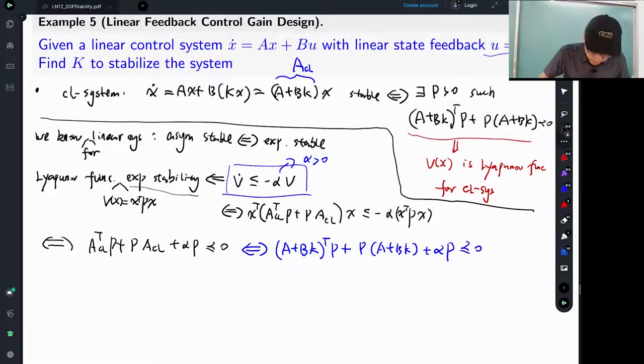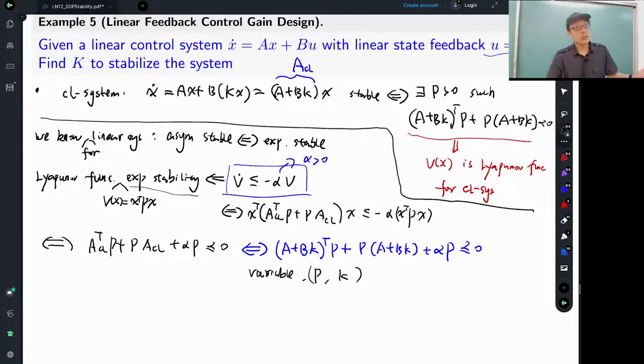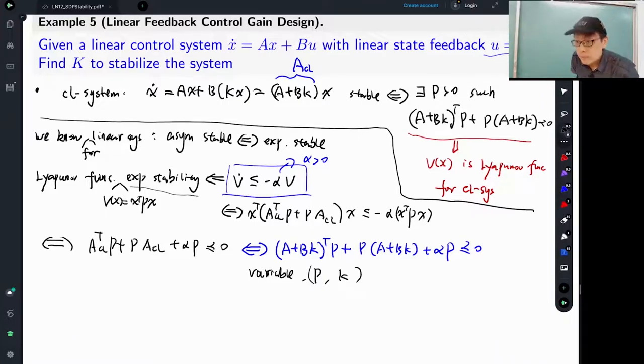Well, our variable is what? The variables are P and K. We don't know what P is, we don't know what K is. They are both variables. You're given A and B, that's it. You're looking for a K to stabilize it, and the way you look for it is to find a Lyapunov function for the closed loop system under this K. So you need to look for both P and K. The question is, is this an LMI in P and K? No, why?